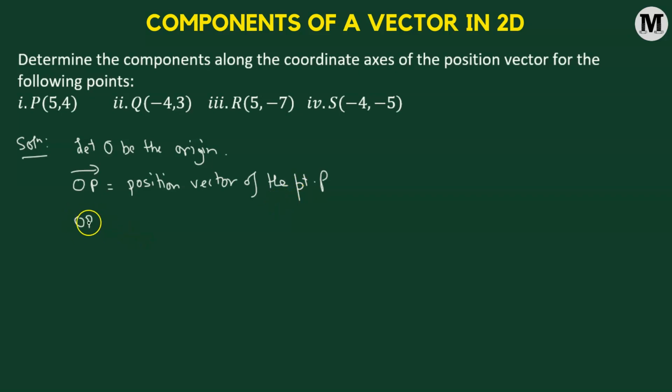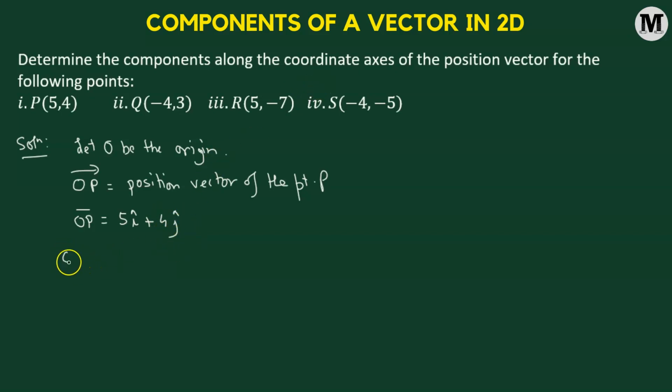Now, since we have the coordinates of point P, we can simply express its position vector as 5 times the unit vector i cap plus 4 times the unit vector j cap, because 5 corresponds to the x coordinate of point P. That's why we're multiplying with i cap, indicating that it's 5 units along the x-axis, and 4 being the y coordinate of point P, we're multiplying with j cap, indicating that this OP vector is 4 units along the y-axis. Now our goal is to find the components.